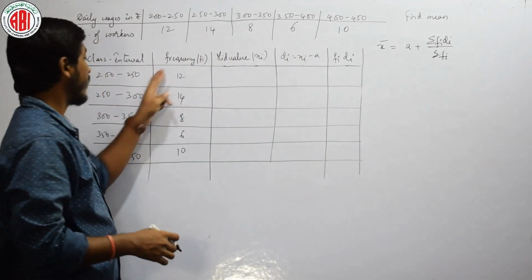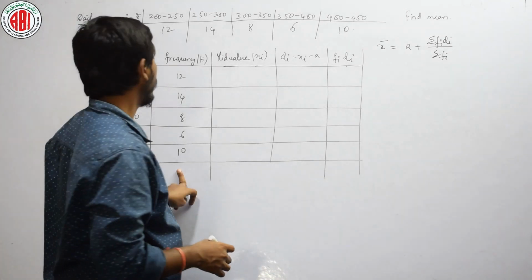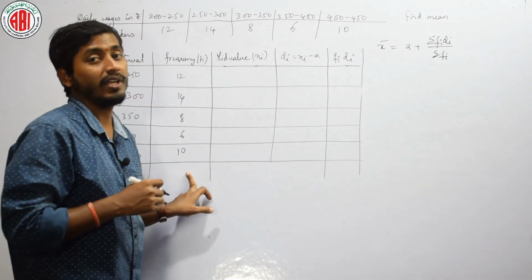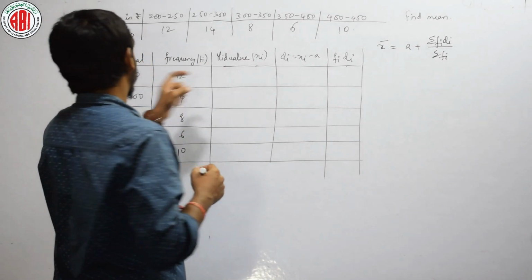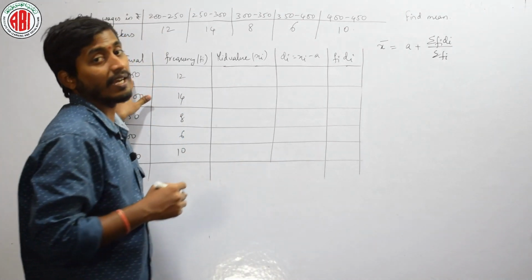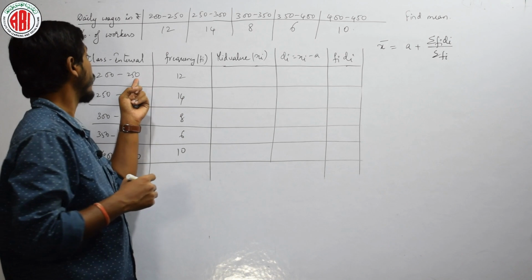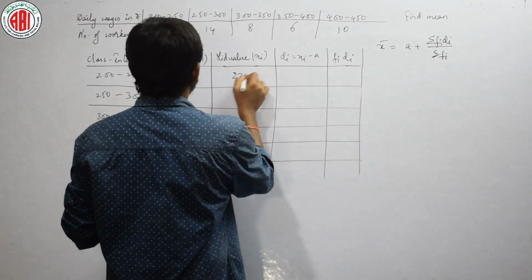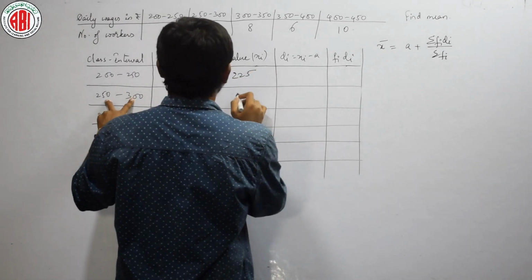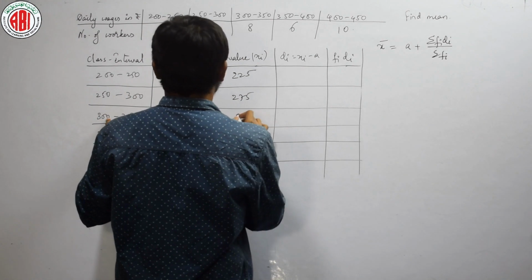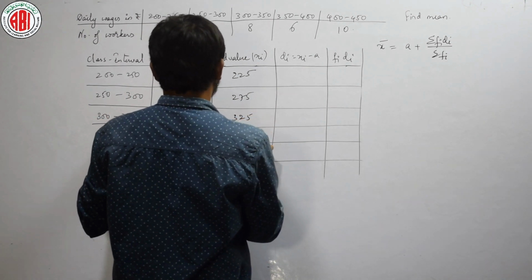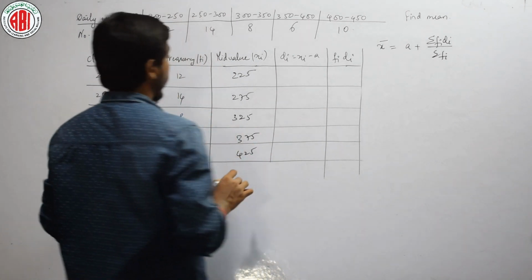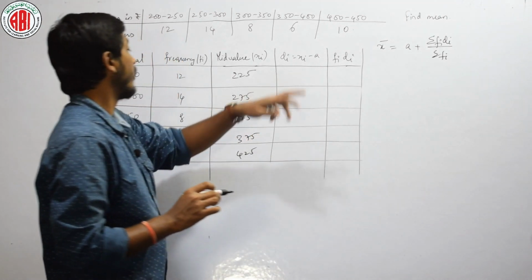Here there is the class interval and the frequency. Then how do we assume the mean? Which number should we take as the assumed mean? Before that, let us find the class marks first. For 200 and 250, the class mark is the mid value. 200 plus 250 is 450, divided by 2 is 225. For 250 to 300, the mid value is 275. Then 325, 375, and 425.